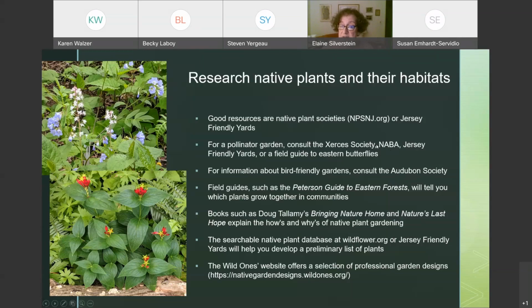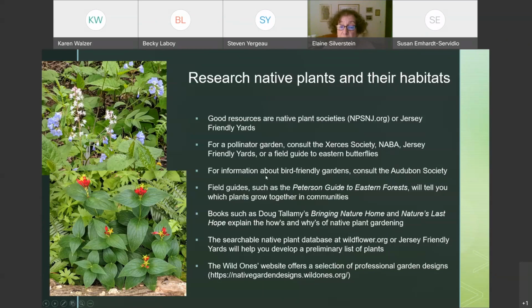The Xerces Society is about all invertebrate creatures. They have on their websites plant lists arranged by region of the country. So you could find one for the Mid-Atlantic and just use that as the basis of your garden. NABA also certifies butterfly habitat gardens.